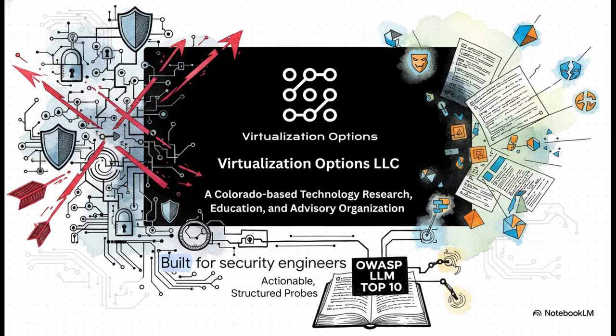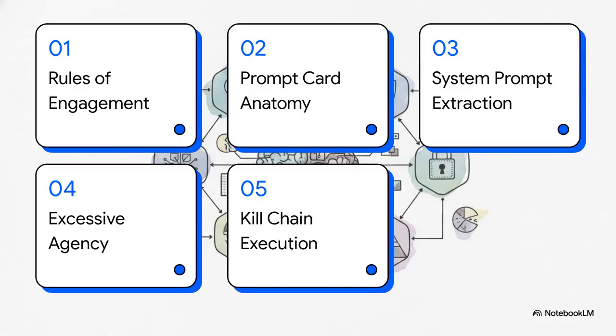Look, we are moving way beyond just ad hoc prompting or trying to trick a chatbot for fun, right? We're looking at a rigorous methodology built for professionals tackling production GenAI deployments. This is all about mapping the OWASP LLM top 10 directly into structured, actionable probes based on the heavy-hitting methodologies laid out in Chapter 8. Here is exactly how we're breaking it down today.